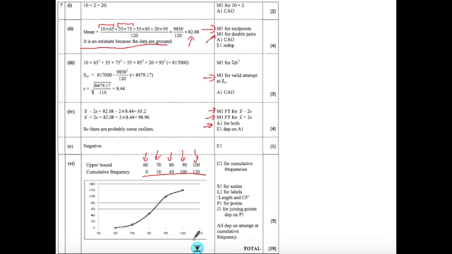So that needs to be length as your x-axis and cumulative frequency on your y-axis. So a mark for plotting the points at the upper class boundaries, and you get a mark for joining the points with a nice smooth curve like that. Good. So that's 5 marks in total for what's really not that bad a GCSE question. Okay.